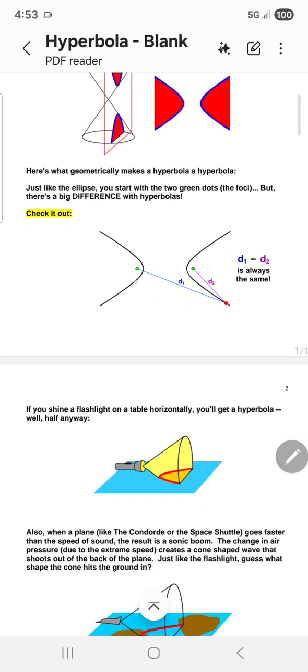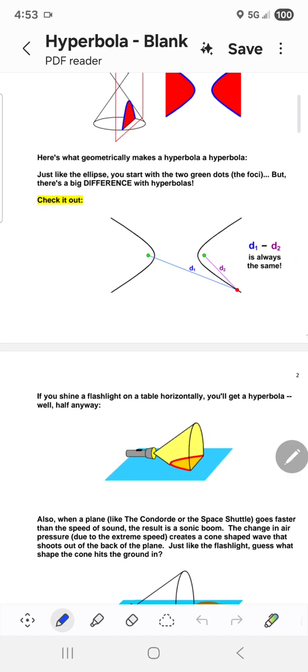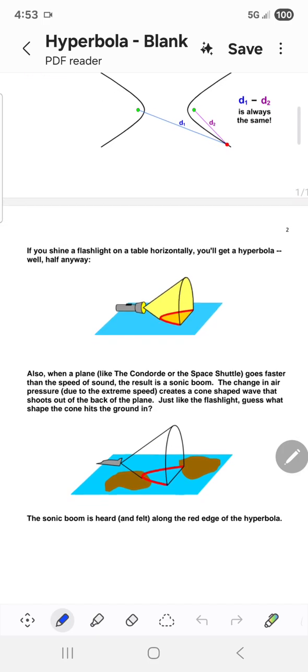With hyperbolas, we have the foci. Again, they live inside the hyperbola. And if we take the distance from one foci to a point on the hyperbola, and the other foci to that same point, and we subtract those distances, they would always be the same. And that's what makes a hyperbola a hyperbola.